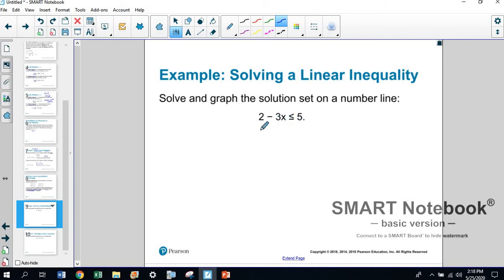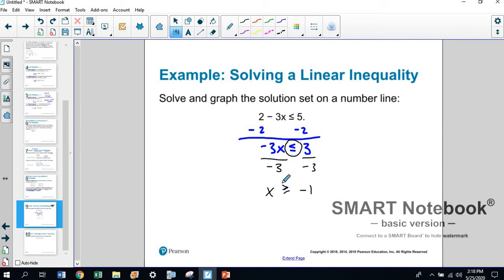We want the negative 3x by itself, so that means we have to subtract 2 from both sides. So we're going to get negative 3x, don't forget the negative sign is still there, less than or equal to positive 3. And then what do we want to do? We're going to divide by this negative 3. But if I divide by negative 3, it changes all the signs, including that one, right? So negative 3x divided by negative 3 becomes positive x. 3 divided by negative 3 becomes negative 1, but this sign becomes greater than or equal to.